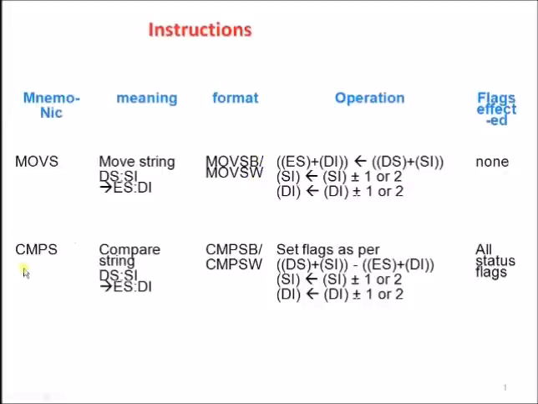Next is CMPS, which performs a comparison operation, that is, a subtraction between the destination and the source. The result is not stored in the source operand. After performing the comparison, it increments or decrements SI and DI by 1 or 2. Again, this depends on the direction flag as well as on the instruction format. The result is not stored in either of these memory locations, but it affects the flags.